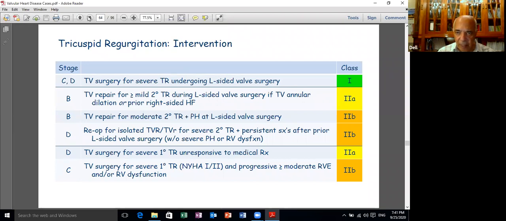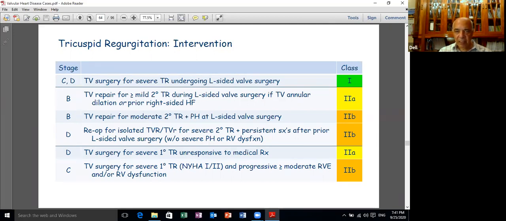And there are multiple class 2B indications for tricuspid valve repair for moderate secondary tricuspid regurgitation with pulmonary hypertension or left-sided heart failure. And if you have had a previous operation for left-sided heart disease during which the tricuspid regurgitation was not tackled, it's a class 2B indication to go again and tackle tricuspid regurgitation by tricuspid valve replacement or tricuspid valve repair for severe tricuspid regurgitation persisting with persistent symptoms after prior left-sided heart surgery.